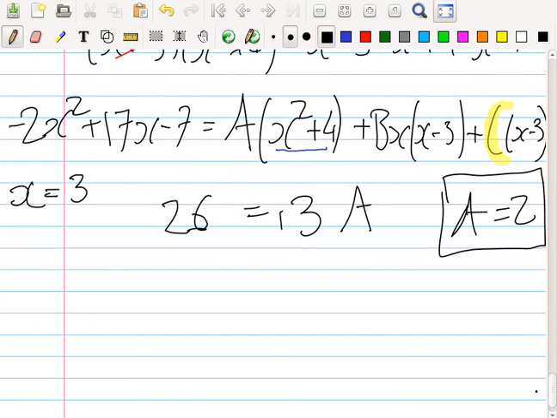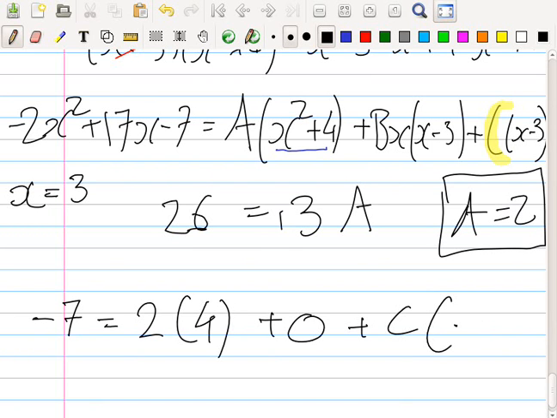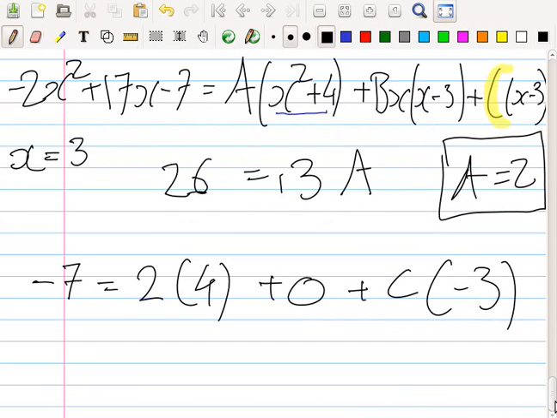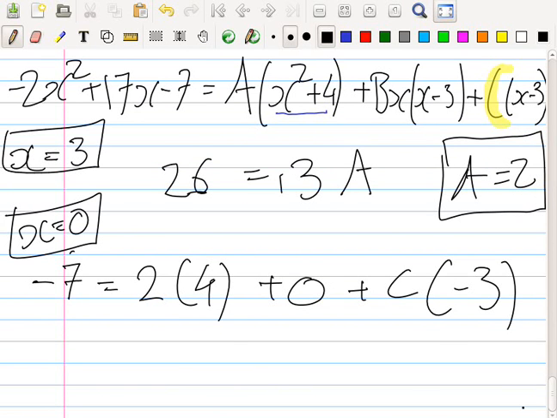I think I should put x is 0. So I get minus 7 equals a times 4 plus 0 plus c times minus 3. Do you see how I got that? Is it the second one, x minus 0? The next one I'm doing x equals 0. So what happens now? I get here 8 minus, is that right?